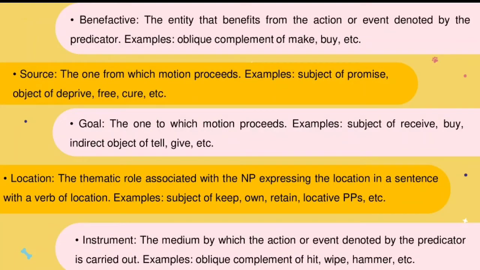Goal: the one to which motion proceeds. Example: subject of receive, buy, indirect object to of tell and give. Location: the thematic role associated with the noun phrase expressing the location in a sentence with a verb of location. Example: subject of keep or retain. And then instrument: the medium by which the action or event denoted by the predicator is carried out. Example: oblique complement of hit, wipe, and hammer.